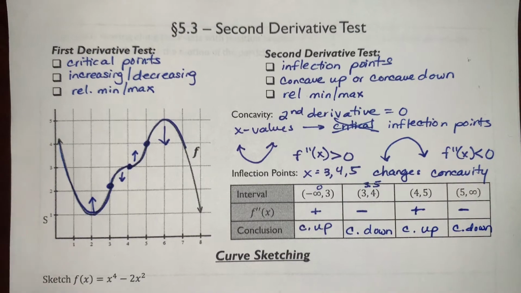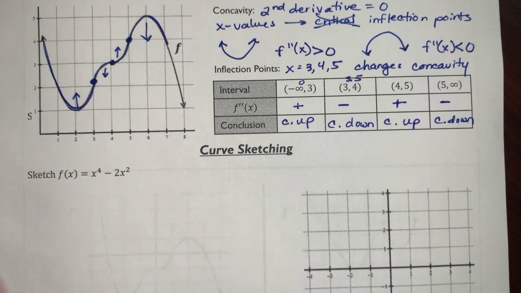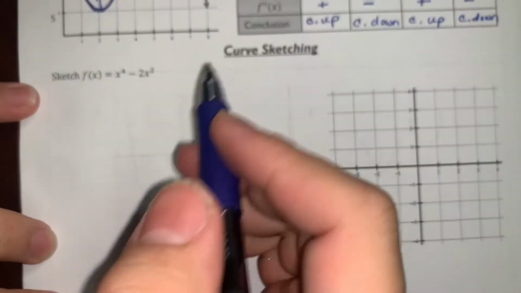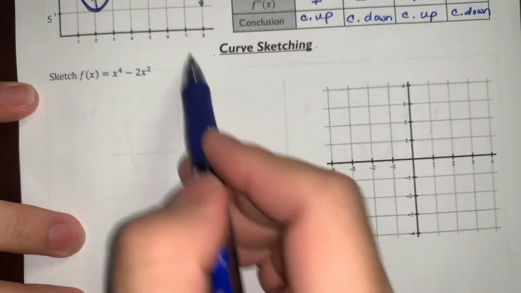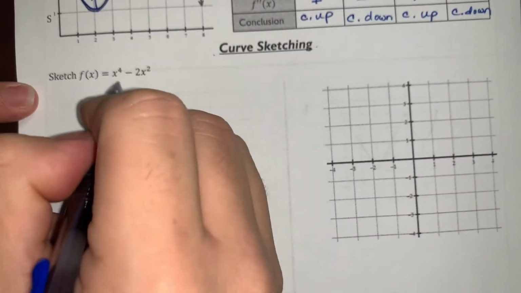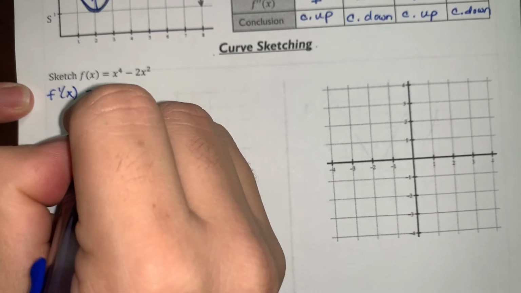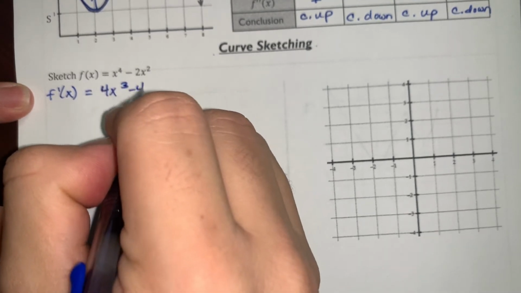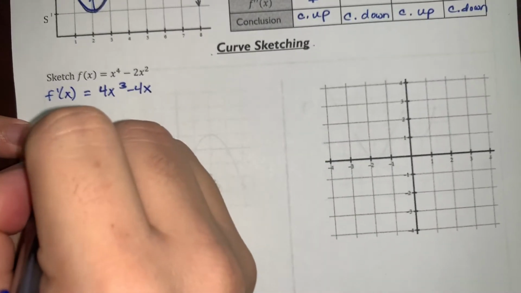All right, so let's actually apply this to a problem and see how you're going to go about solving these problems. Whenever you're doing curve sketching, if you're going to sketch a curve, you should know where the relative minimums and maximums are. So we're going to do that with the first derivative. First we find the first derivative, which becomes 4x cubed minus 4x. And then, of course, to find the critical points, we set this equal to 0.